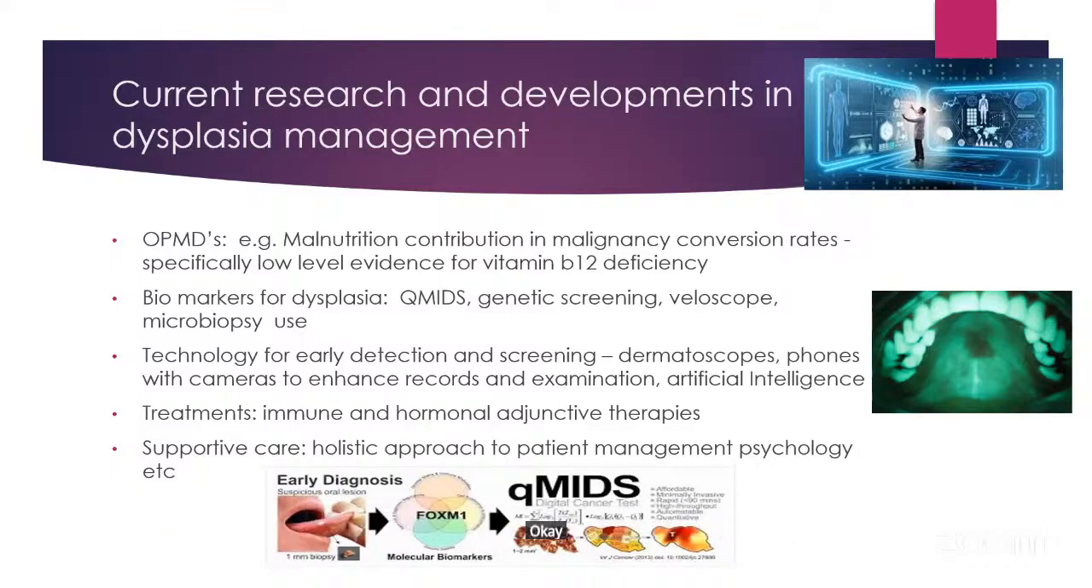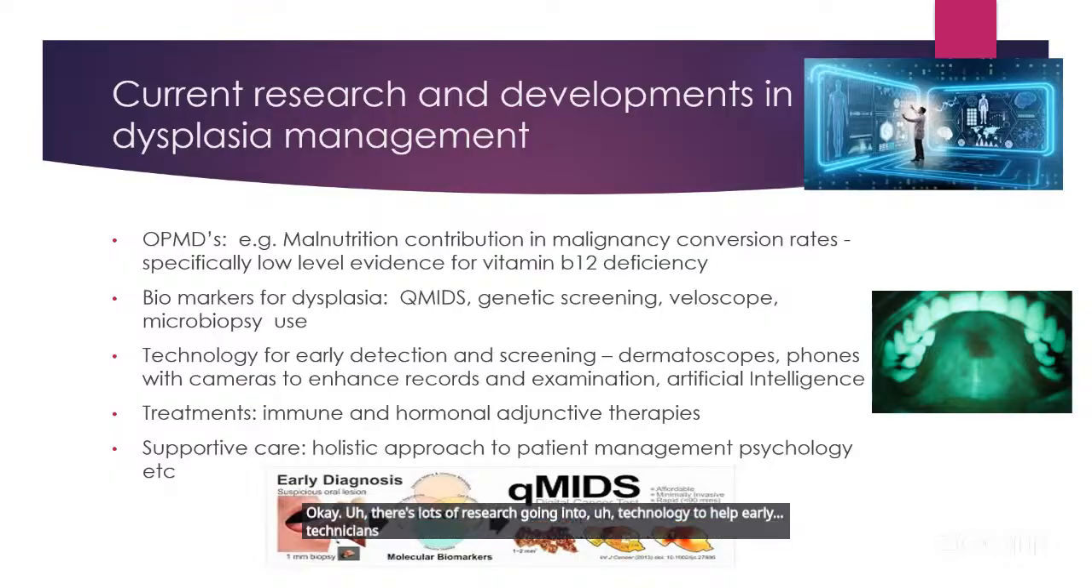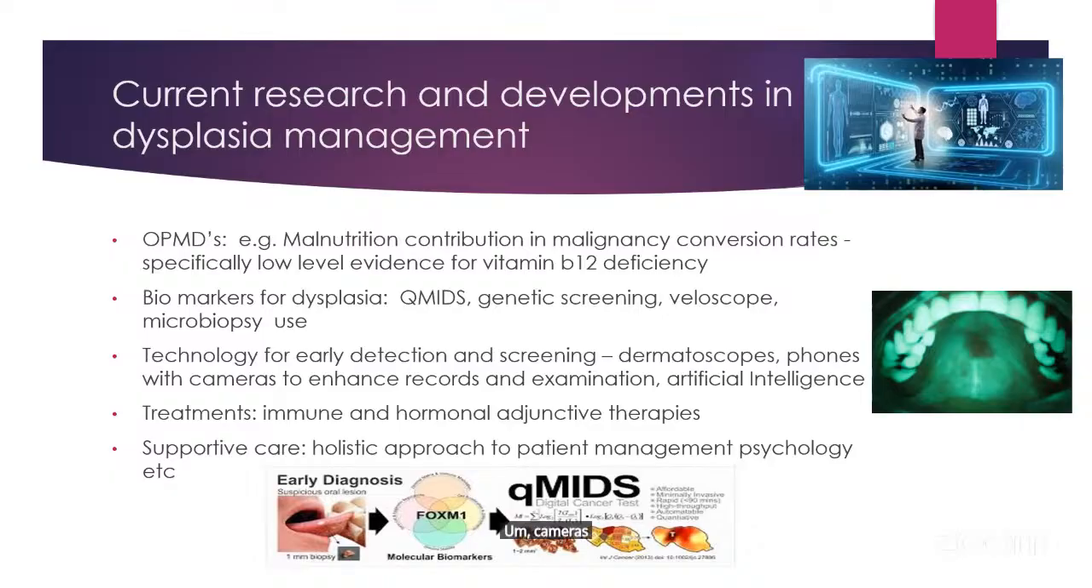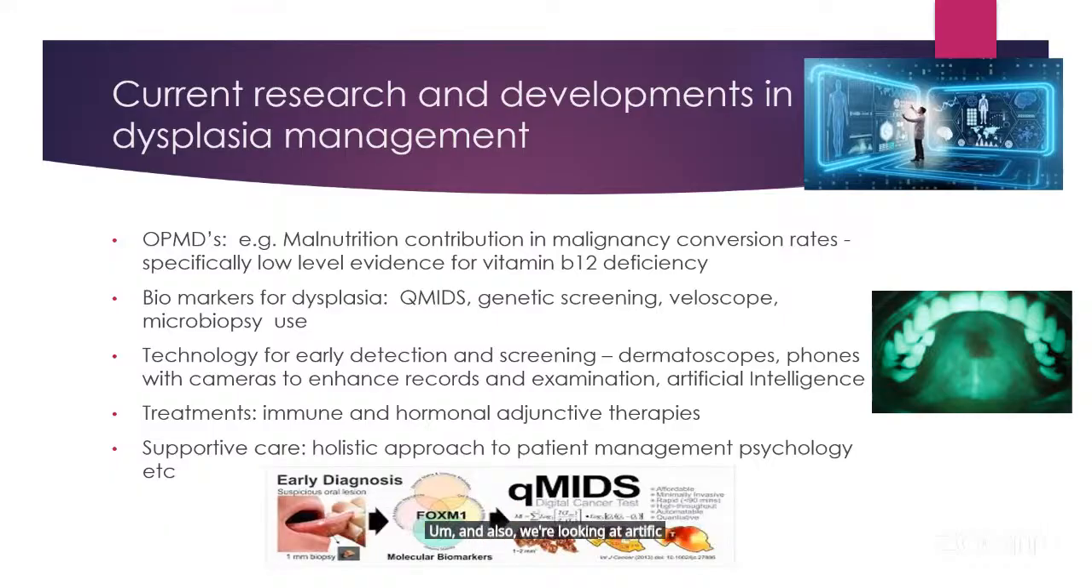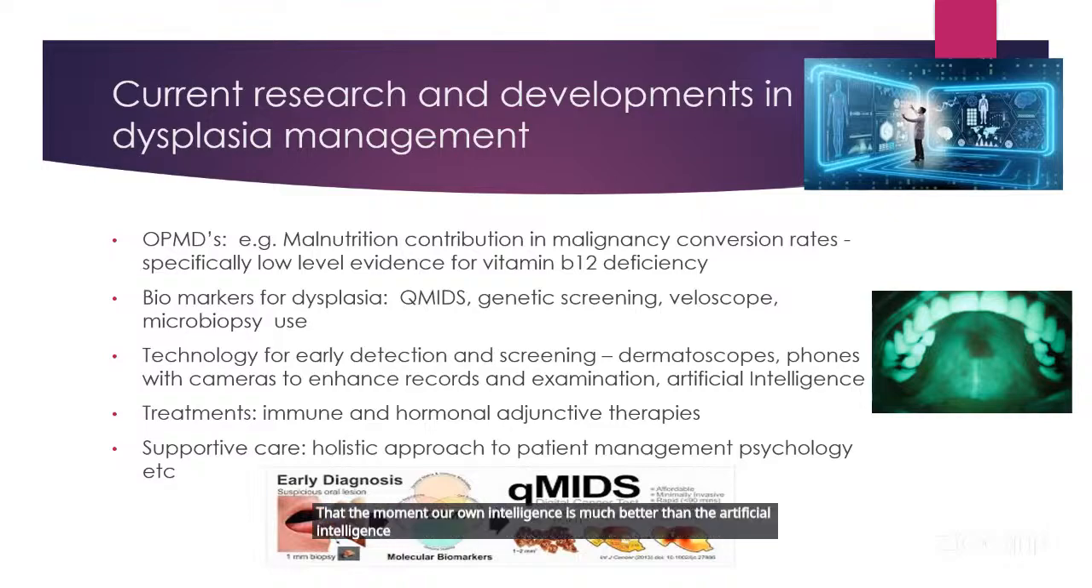Okay, there's lots of research going into technology to help early detection. So for skin cancers, dermatoscopes are very useful. Cameras to enhance imaging, so to see if there's any things like new blood vessels forming that may be concerning. This is very helpful for that. And also we're looking at artificial intelligence platforms to put all the information together for us. But at the moment, our own intelligence is much better than the artificial intelligence that's out there, particularly for head and neck cancer.